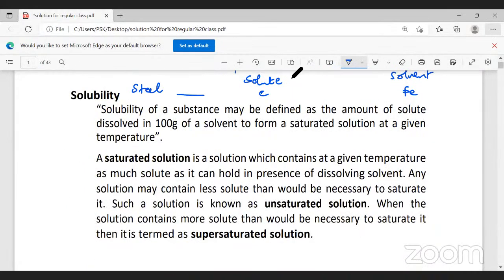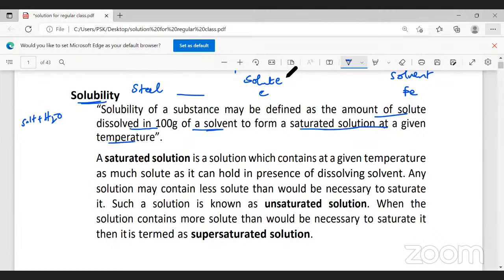Now we have to understand a term called solubility. If you take a small amount of salt, a pinch of salt, and put it in water, what happens? The salt dissolves. We say salt is soluble. But what do you mean by the term solubility here? Solubility of a substance may be defined as the amount of solute dissolved in 100 grams of solvent to form a saturated solution at a given temperature.